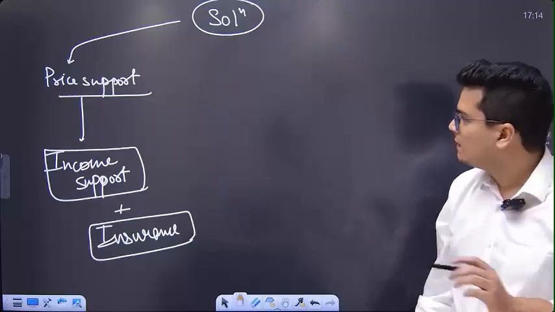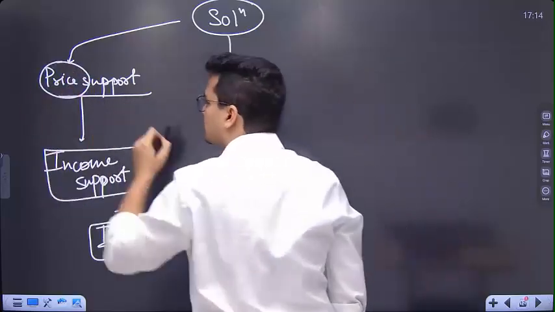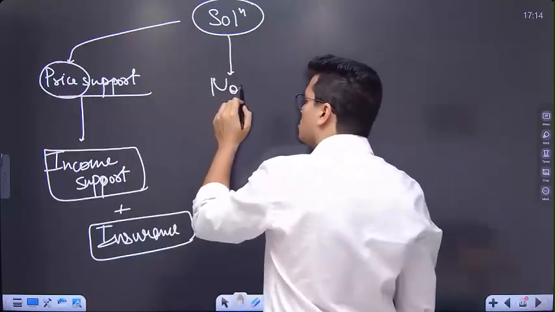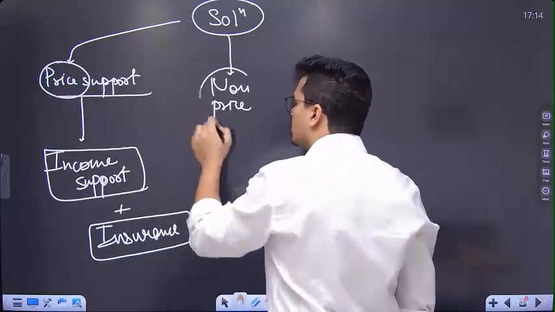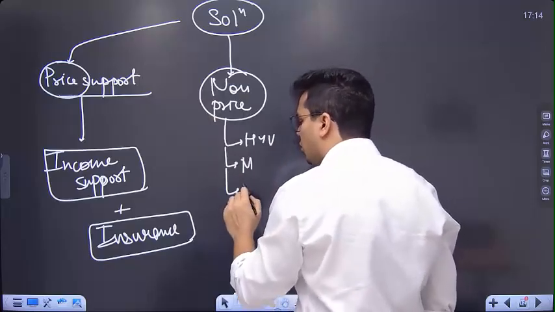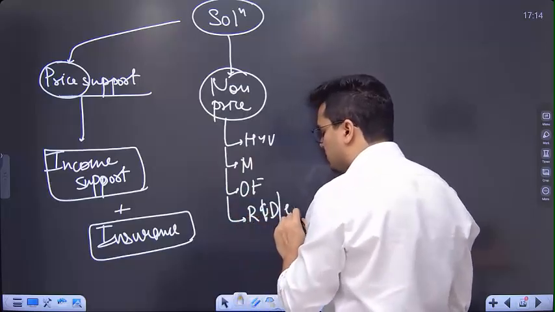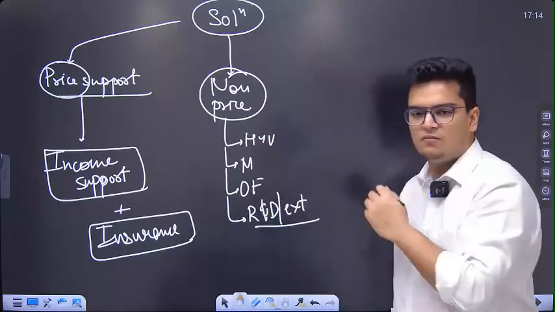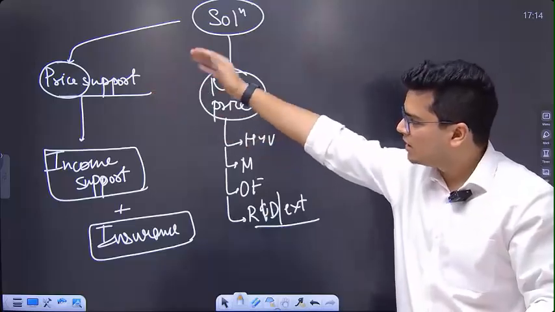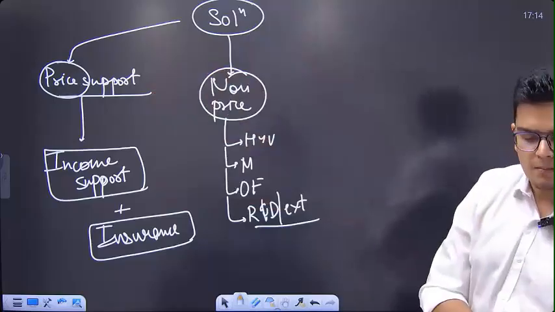Now, the second solution to this problem is that it is not only price that should be our major factor in agricultural policy. We need to focus on non-price interventions. Non-price interventions include high yielding variety of seeds, mechanization, organic farming, the idea of research and development, and extension workers. This is what we need to focus on. Price support is the last measure to improve a sector. If you have to give price support, give income support, and you go for non-price measures.